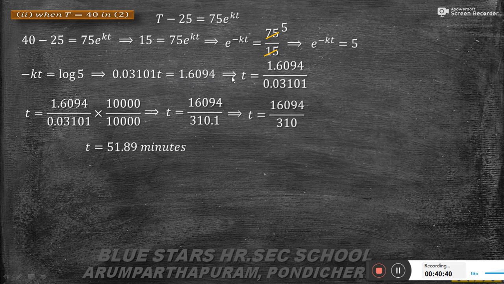This is a given condition. So next, we need t. So t equal to 1.6094 by 0.03101, writing the 0.03101 on the right hand side. Now you see the decimal: how many digits after the decimal? 1, 2, 3, 4, 5 digits. But in the numerator there are 4 digits after the decimal. So I divide and multiply by 10,000: 1.6094 by 0.03101 into 10,000 by 10,000.